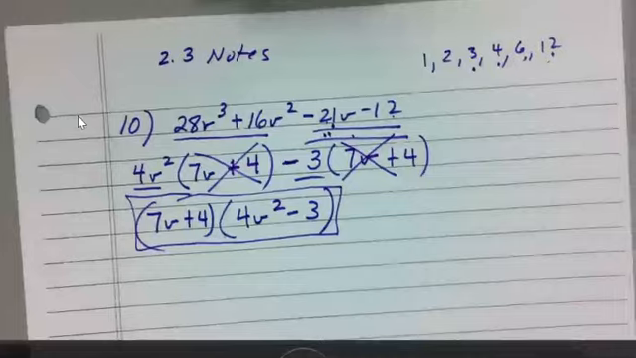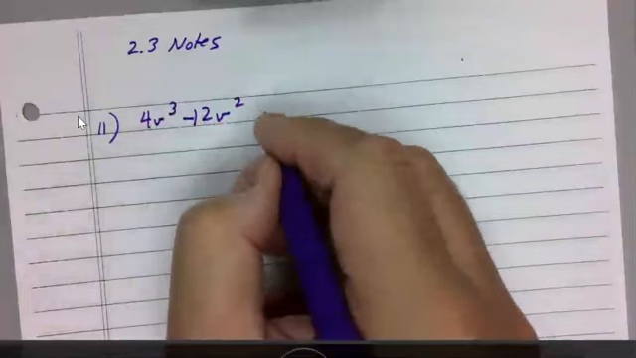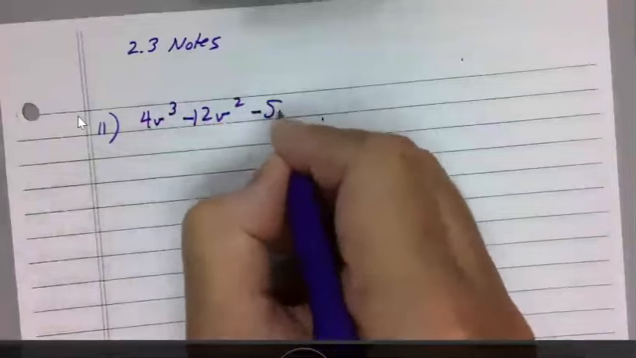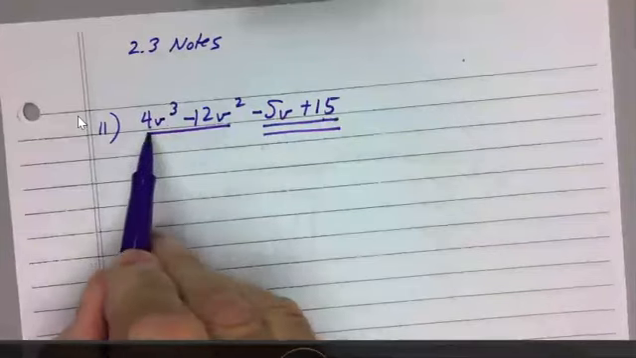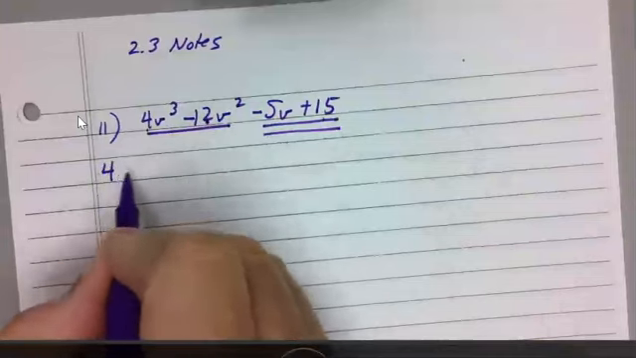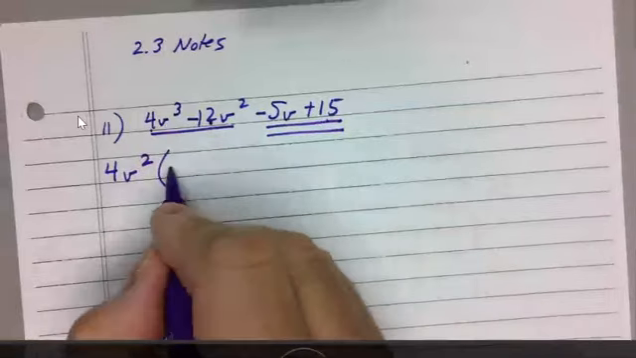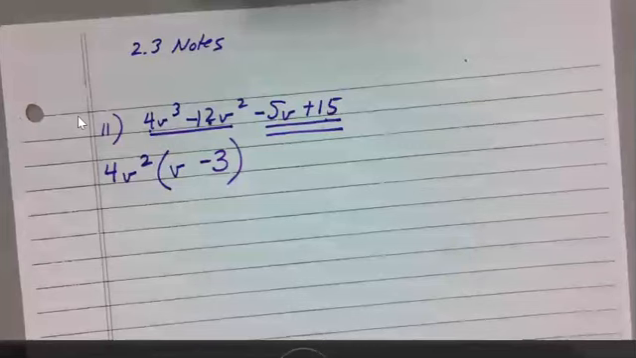Okay. Number 11. See if you've already started before I do it. So 4V cubed minus 12V squared minus 5V plus 15. So we're going to group these two together and these two together. So does 4 go into 12? Yep. And then we got V squared again, don't we? So it gives me V minus 3. Everybody see where I got the V minus 3?